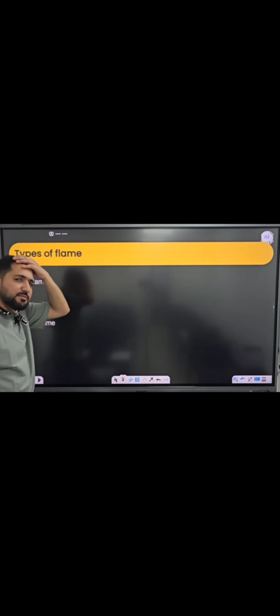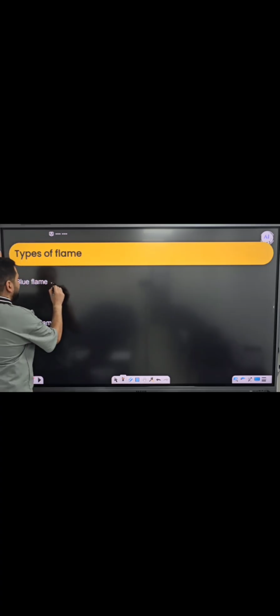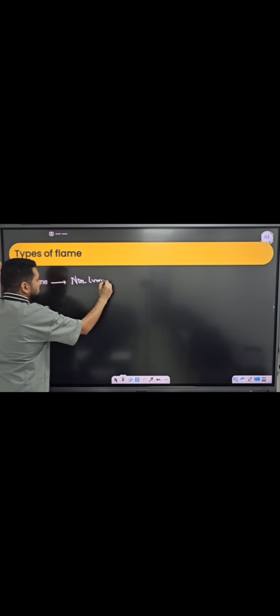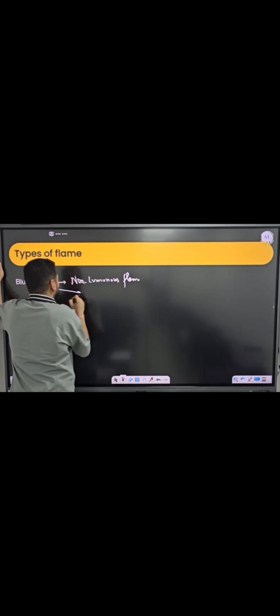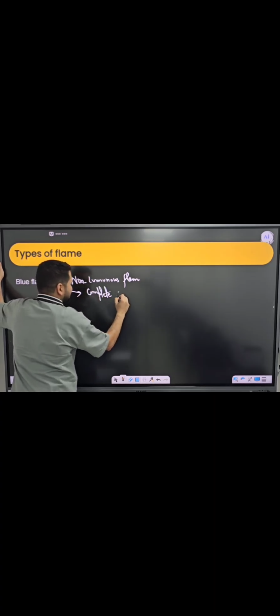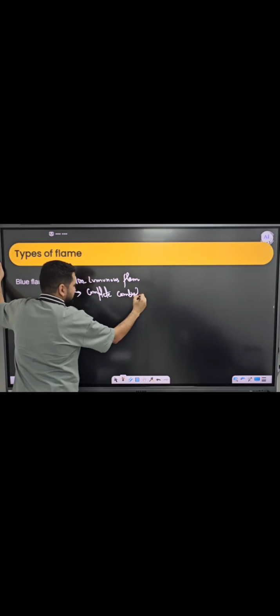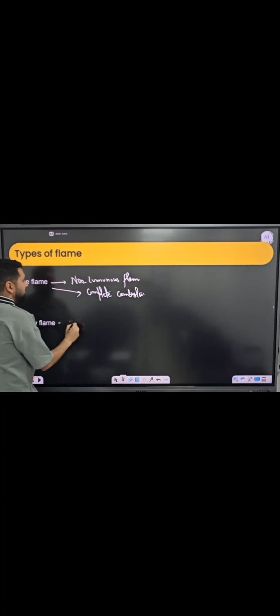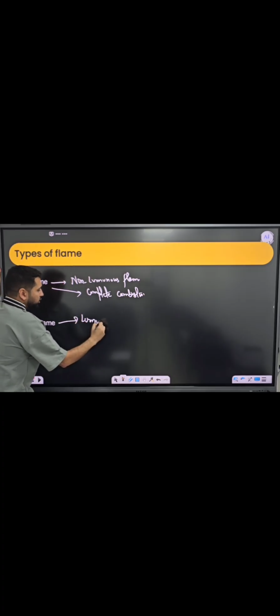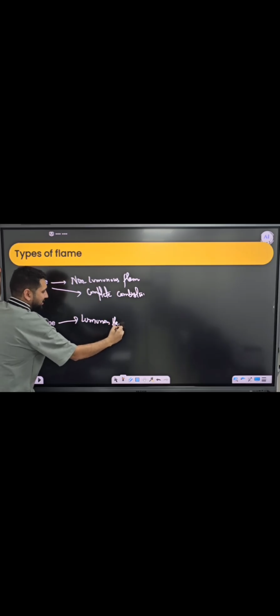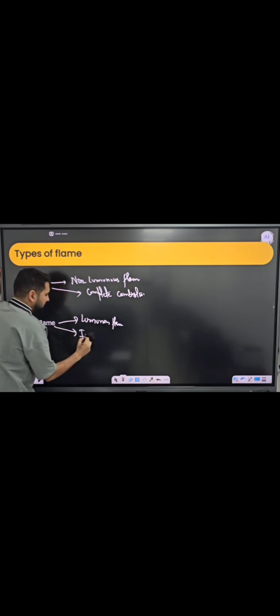Now, there are two types of flame. One is the blue flame. Let me tell you, this blue flame is a non-luminous flame, and it is produced as a result of complete combustion. And the yellow flame is a luminous flame, and here we have incomplete combustion. I hope this idea is clear.